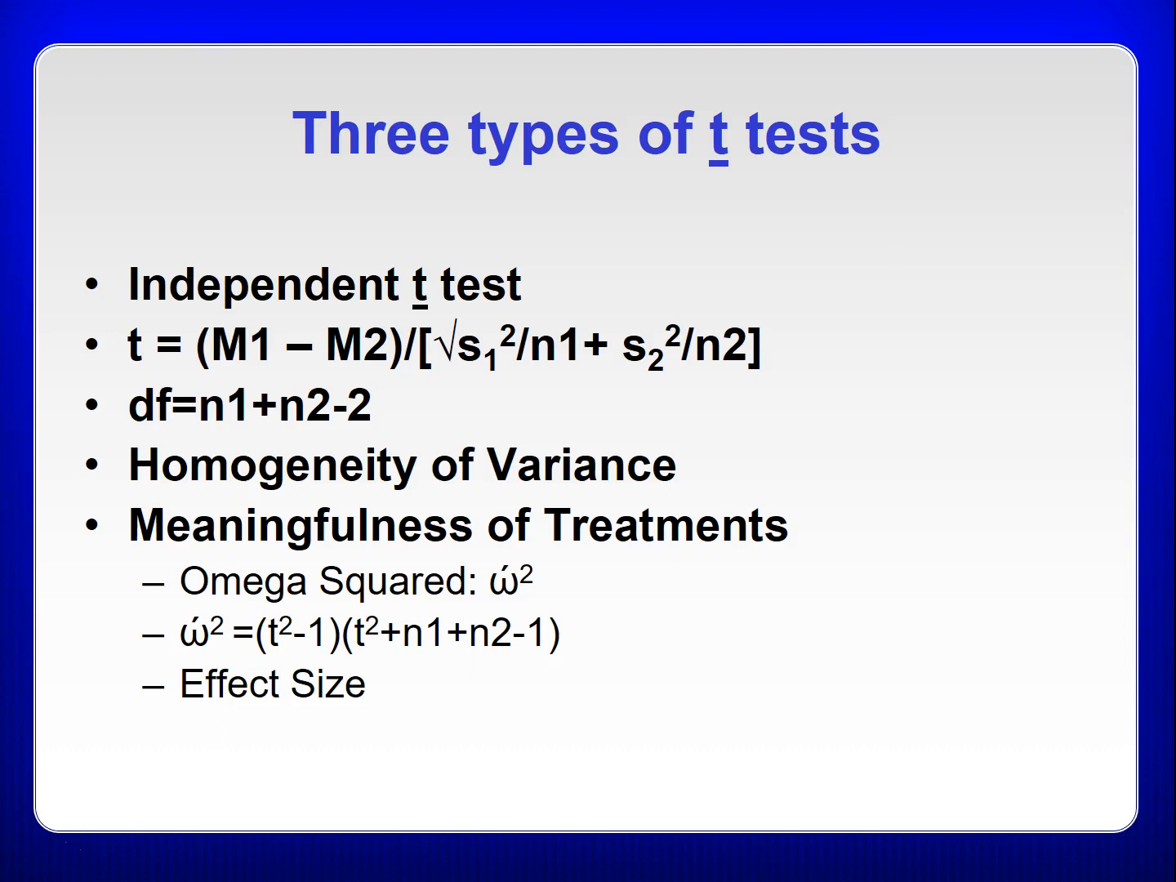Omega squared is used to estimate the degree of association or percentage variance accounted for between independent variables and dependent variables. Omega squared is similar to R squared for the correlations. Both represent the same idea, which is percentage variance accounted for.